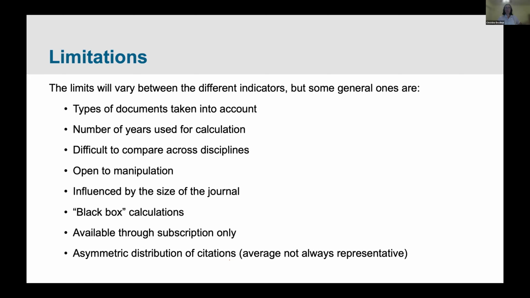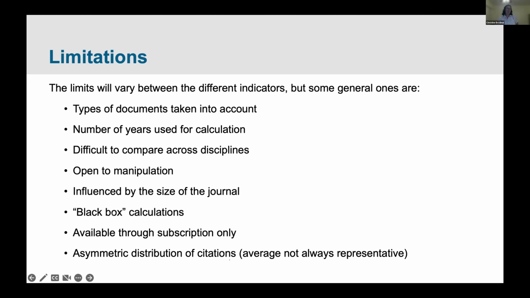The size of the journal, well, I kind of talked about it at the beginning. If you have a very small journal, and it goes with the asymmetric distribution of citations, one or two articles that are cited a lot will bring up the average, but it's not really representative. I like that the JIF now shows the citation distribution. That helps to see, okay, this journal has a very high impact factor, and all articles are getting cited relatively equivalently. It's rarely a normal distribution, but that could be kind of a good sign.